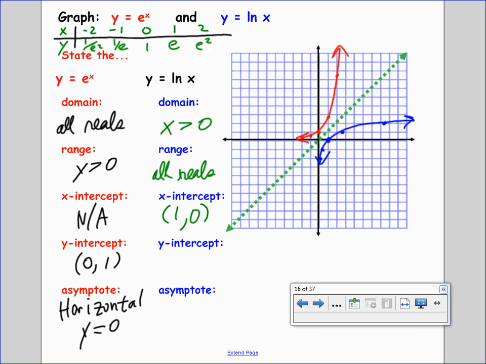The y-intercept, there is none. In fact, x equals 0 is a vertical asymptote. It's like an invisible boundary line, like an electric fence. The function does not exist when x equals 0. So it'll get closer and closer to it, but it'll never touch it. That's a vertical asymptote. So y-intercept, none. And there's a vertical asymptote whose equation is x equals 0.